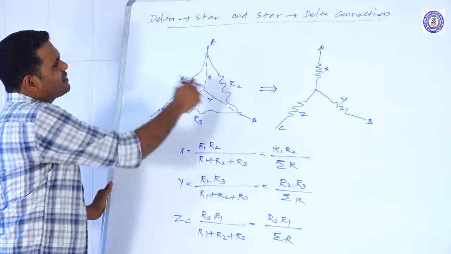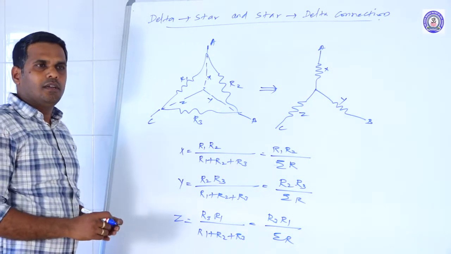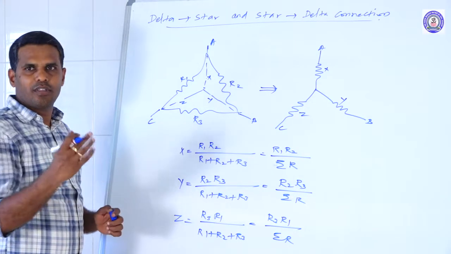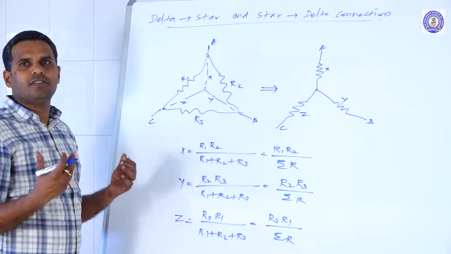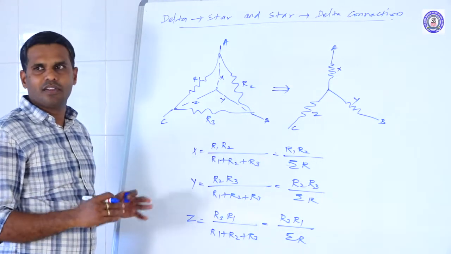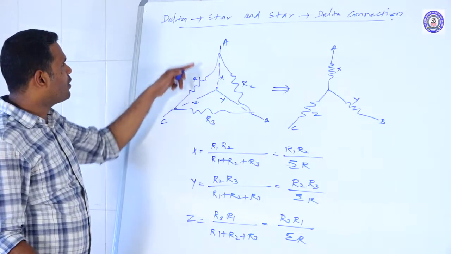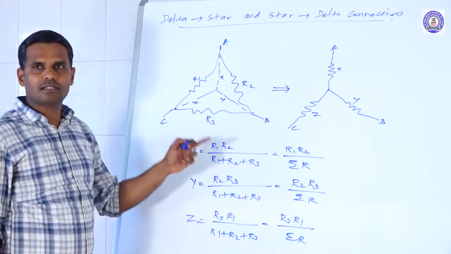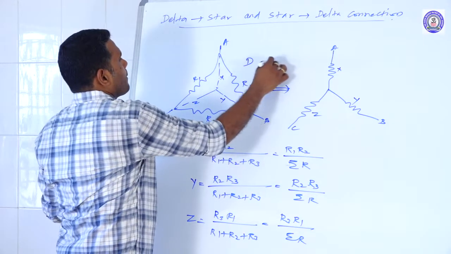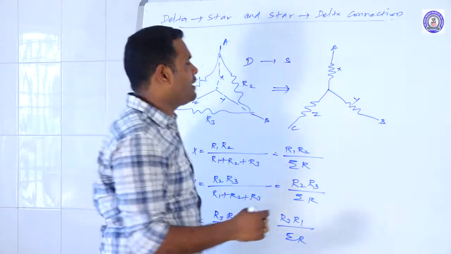What is the need of this circuit? If a balanced Wheatstone network is given, you can easily simplify the circuit and give out the answer. If an unbalanced Wheatstone network is given, then how will you calculate the effective resistance of the given circuit? There, you have to go with this delta to star connection and star to delta connection. This is delta to star. What about star to delta connection?